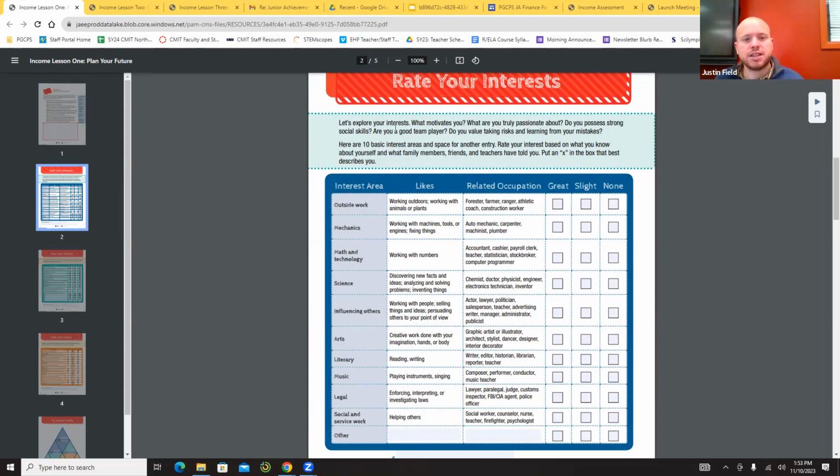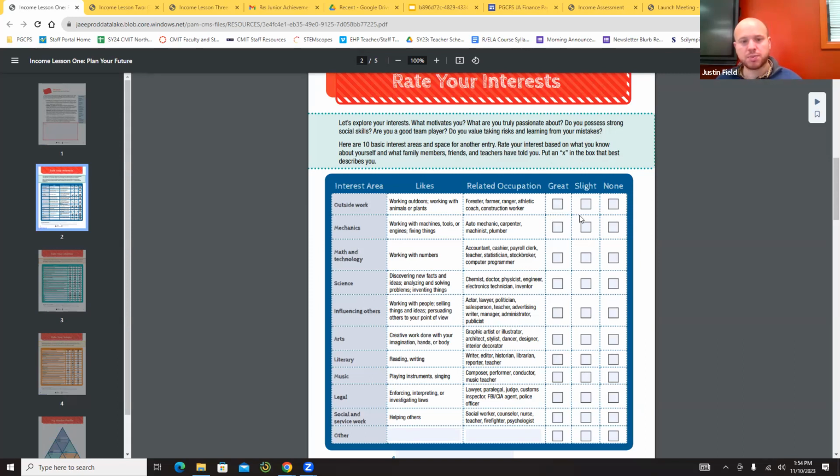Okay, so it says, let's explore your interests. What motivates you? What are you truly passionate about? Do you possess strong social skills? Are you a good team player? Do you value taking risks and learning from your mistakes? Here are 10 basic interest areas and space for another entry. Rate your interest based on what you know about yourself and what family members, friends, and teachers have told you. Put an X in the box that best describes you.